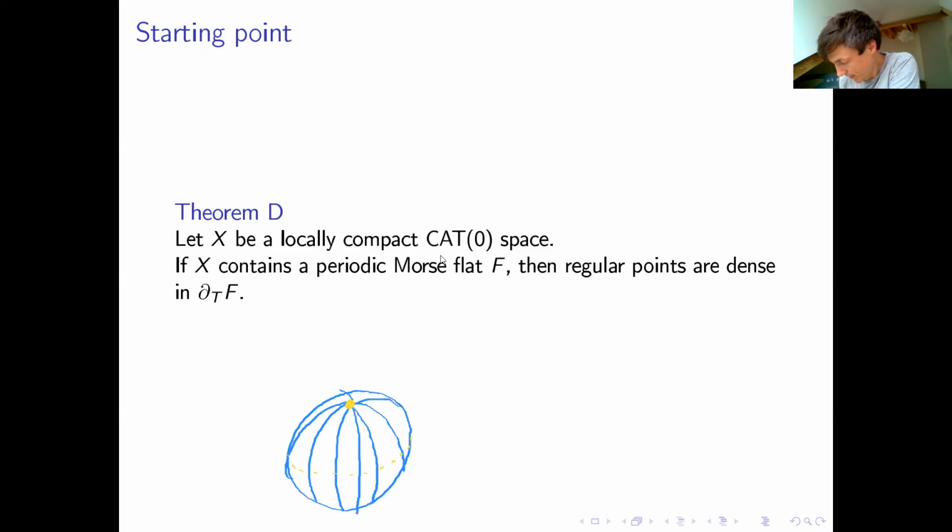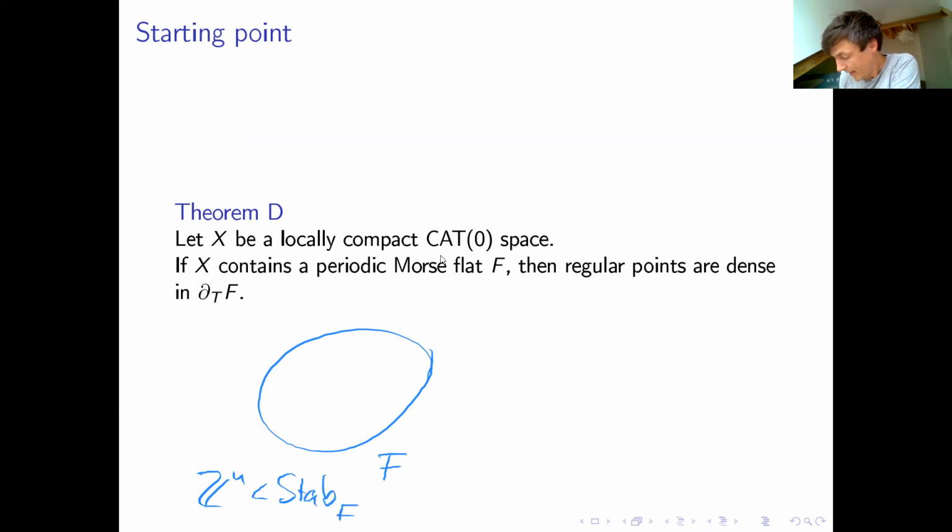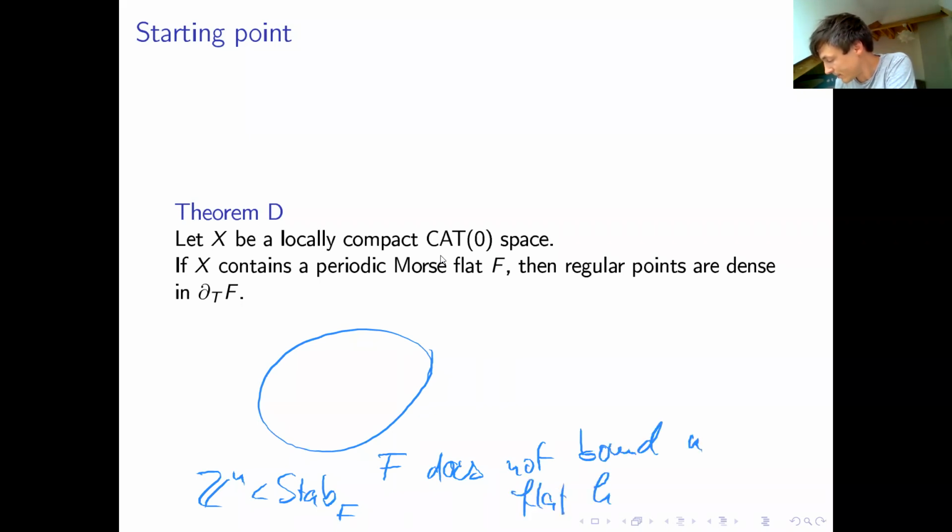A periodic flat, again, is a flat. So you have Z^n in the stabilizer of this flat F, the stabilizer with respect to the full isometry group, and F does not bound a flat half space. So that's what's behind the words periodic Morse flat.